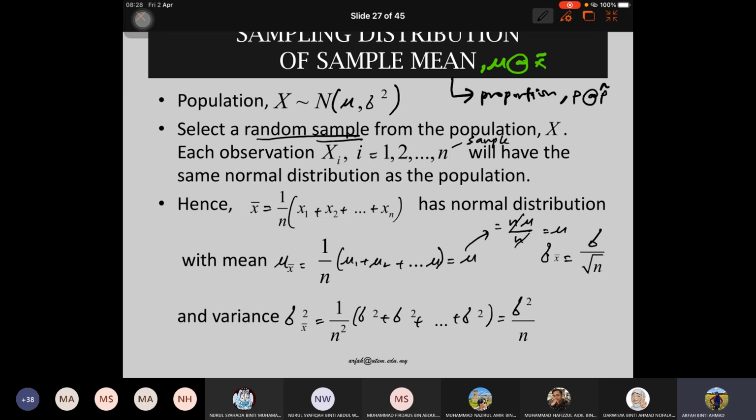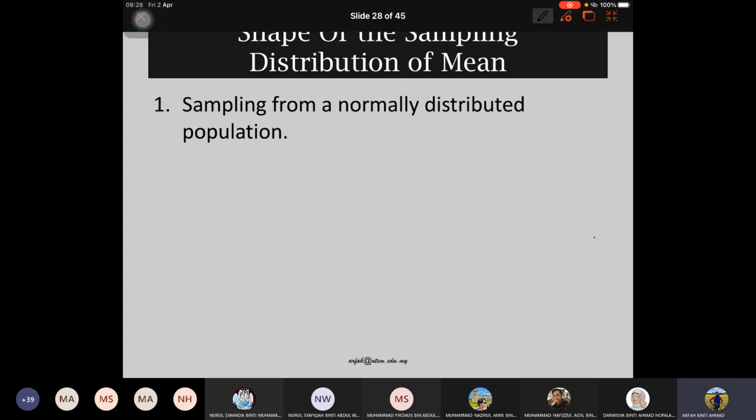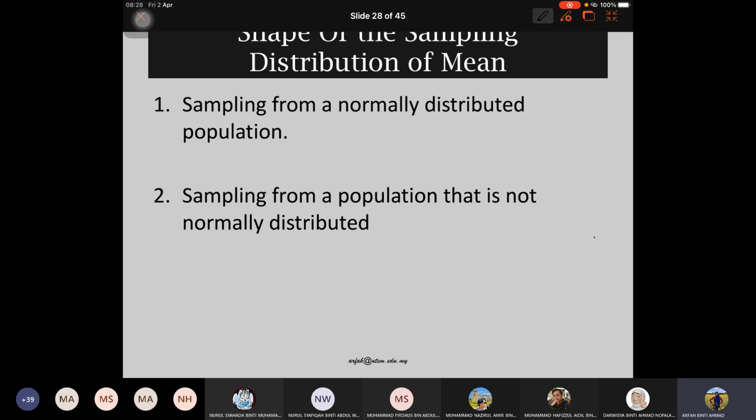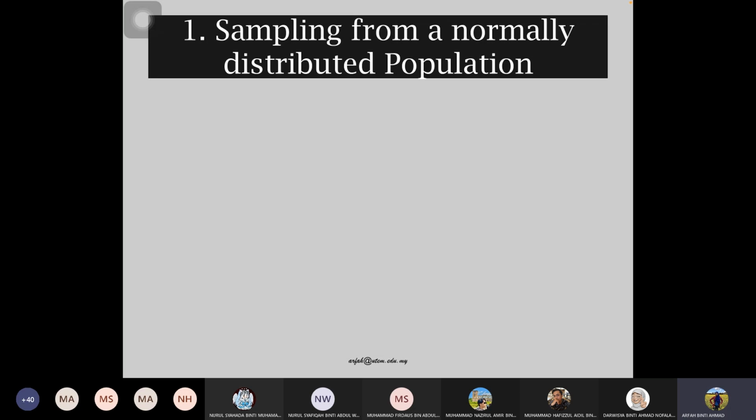So this is the sampling distribution of the sample mean. There are two cases in this example: if the sample you take is from a population that follows a normal distribution, or from a population that does not follow a normal distribution. So let us look at the first case, sampling from a normally distributed population.